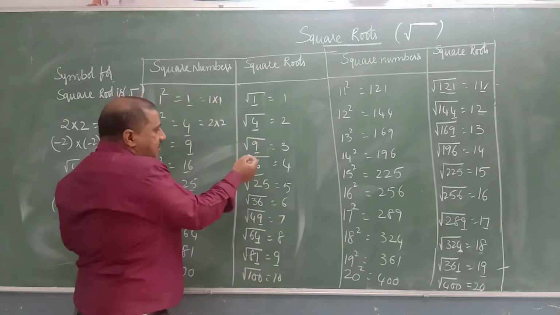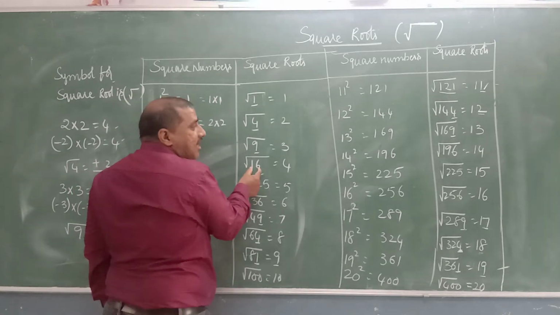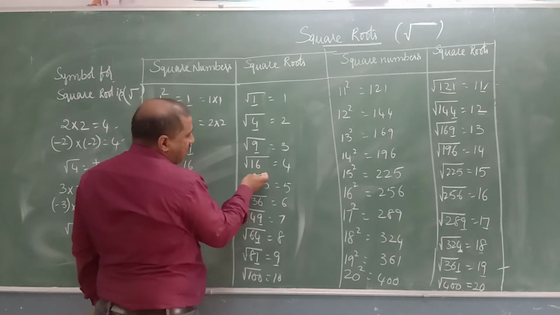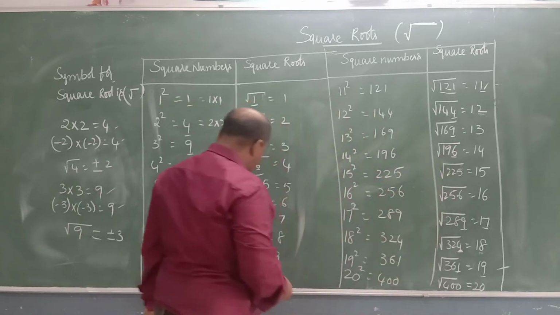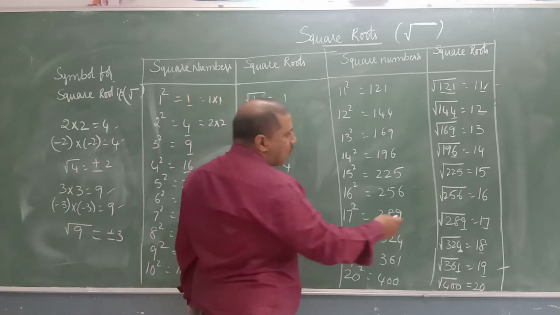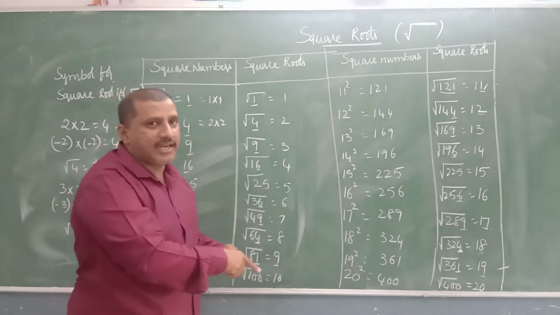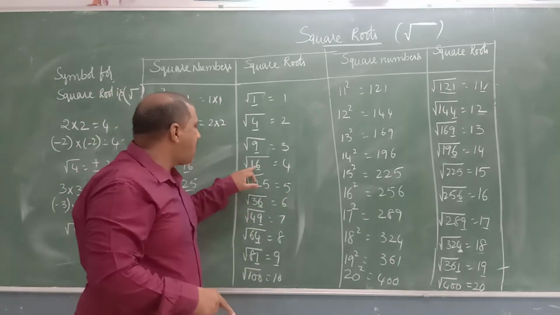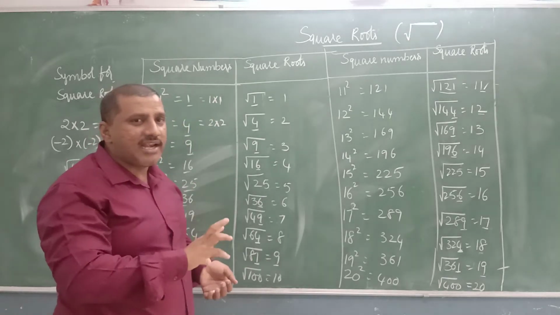Next, what about 16? The perfect square numbers which are ending with the digit 6. 16, we have 6 there. 196, we have 6 in the units place. 36, we have 6 in the units place. 256, we have 6 in the units place. These four perfect square numbers are ending with the digit 6. What about their square roots? The square roots will end with what digit?